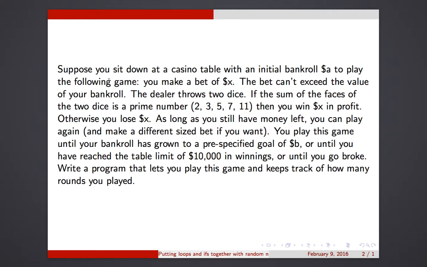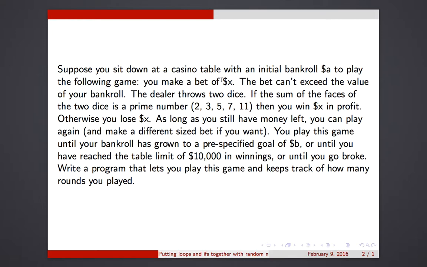So here is the game that we will play. You sit down at a casino table with an initial bankroll of $A. All I mean by bankroll is the amount of money you come in with in your pocket. So you are going to sit down at this table with 400 bucks or whatever. That's your bankroll. So here's how the game works.